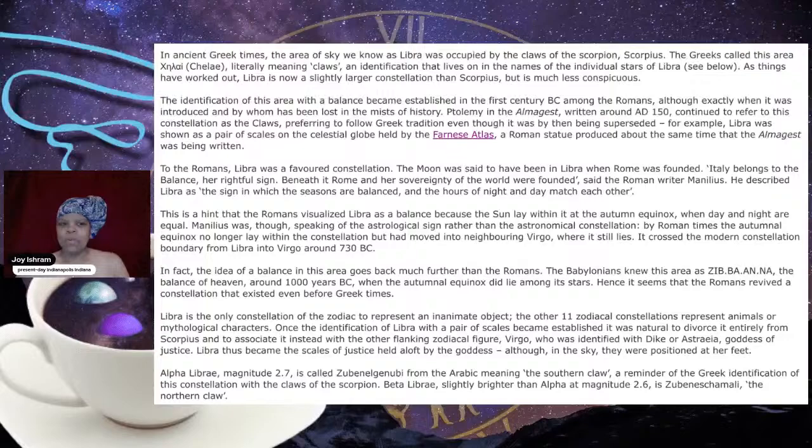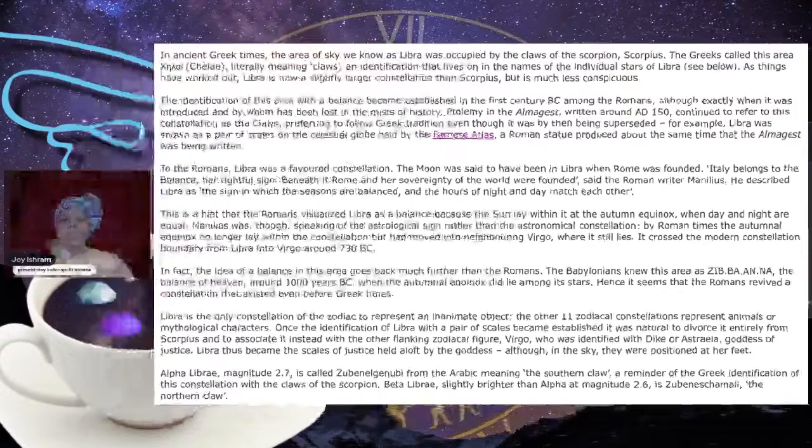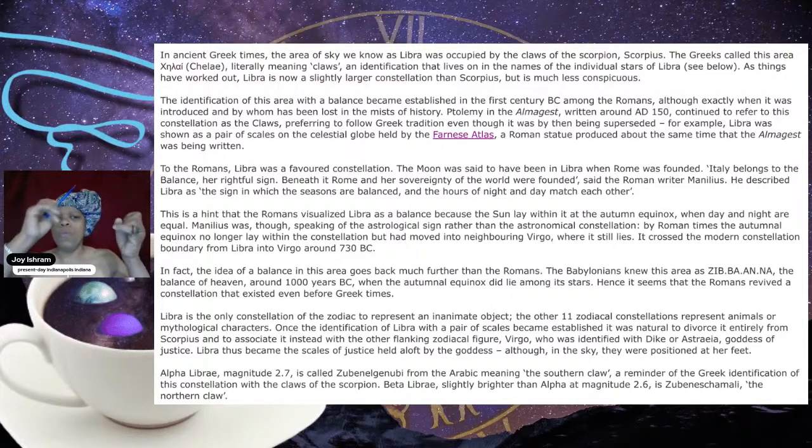Goodness. Moving on, second paragraph. The identification of this area with the balance became established in the 1st century BC among the Romans. Although exactly when it was introduced and by whom, which is my question. Who is these people, these determinants in the lab coats that y'all let tell y'all who is who, when it becomes ancient, outdated, expired, and of course, then it is the modern version. They letting y'all know a part of Scorpio expired, and the modern version is Libra.